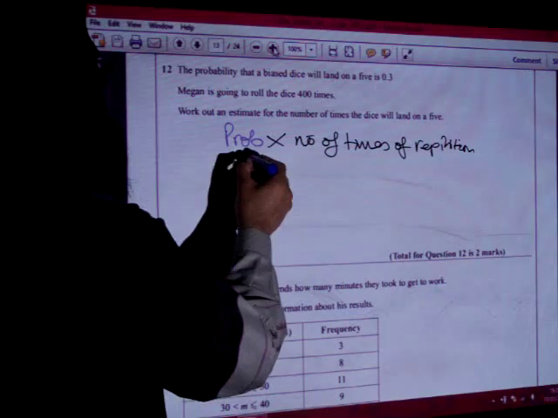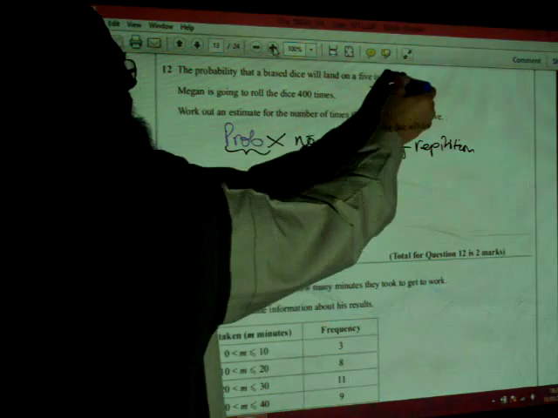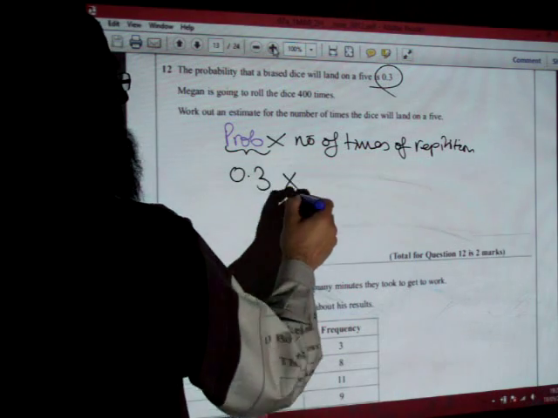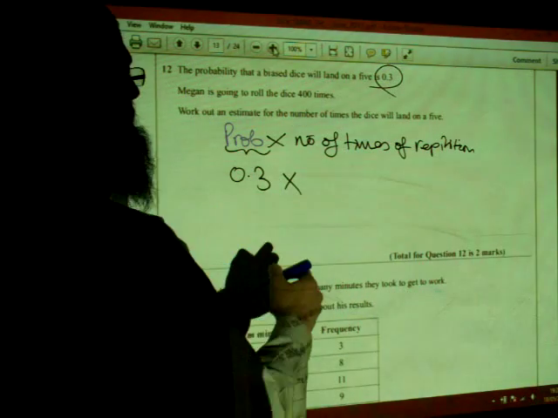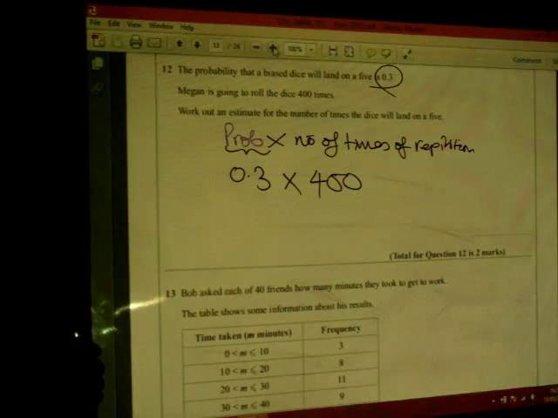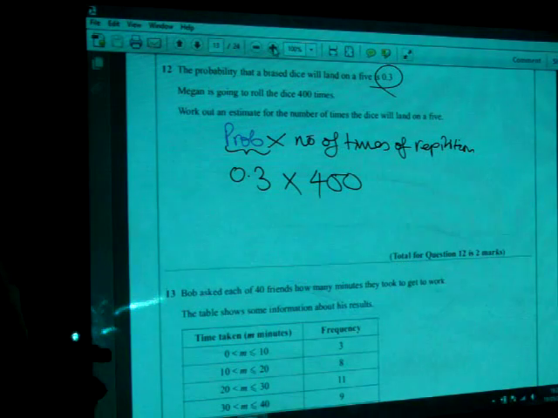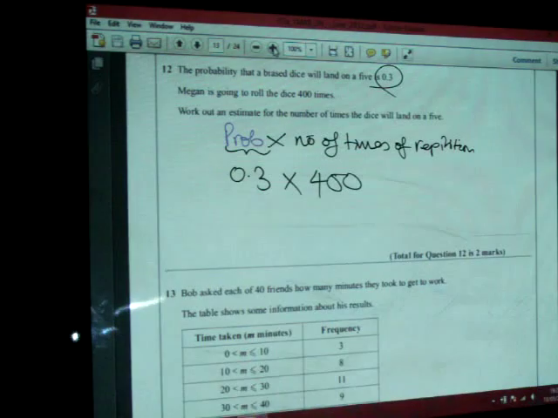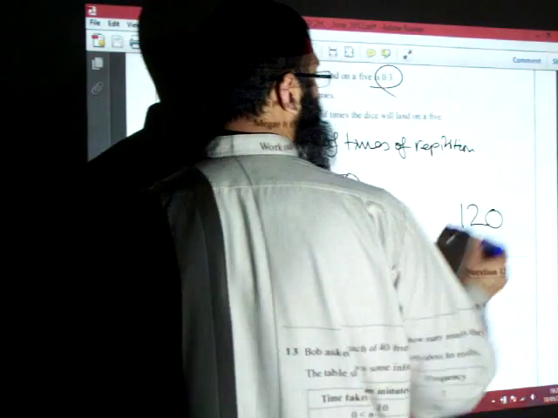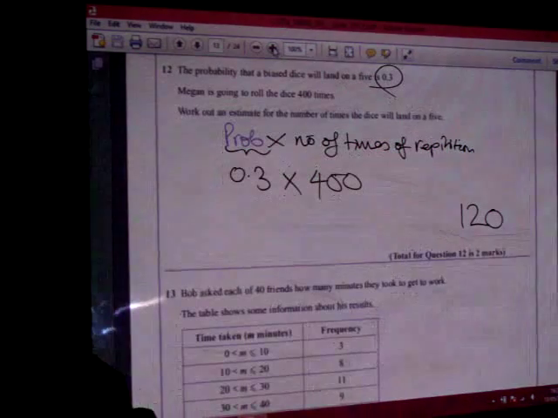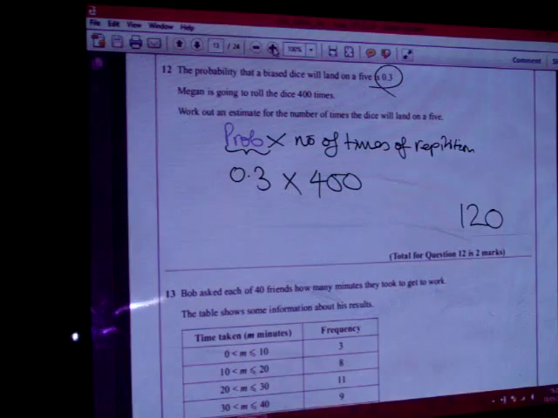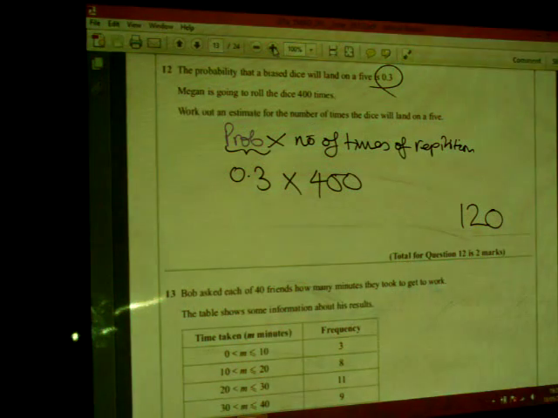So what's the probability, Isa? The probability is 0.3. And Samia, how many times do we repeat the experiment? 400 times. So 0.3 times 400 will give you an answer of 120. So 120 times out of the 400 you expect to get a number 5. Okay, we've done that?